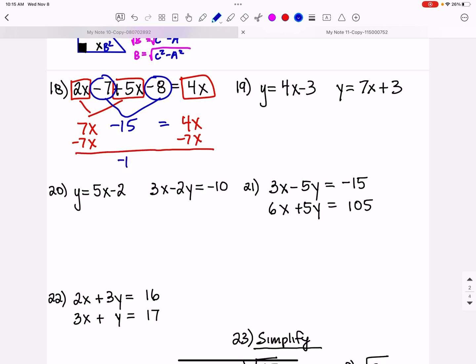So we have -15 equals -3x. -4 versus -7 is -3x. Then we get rid of the -3, top versus bottom, a -3 to kill the -3. The negatives get rid of each other, and you have x equals 5. Okay, next one.